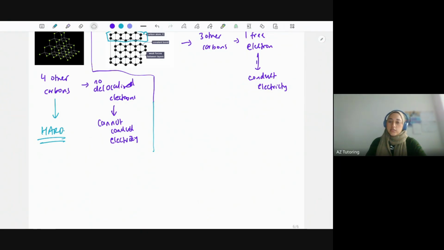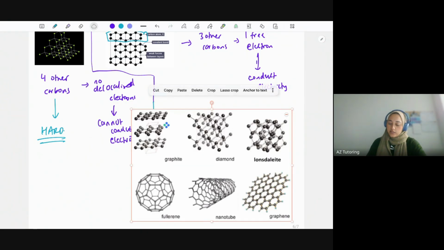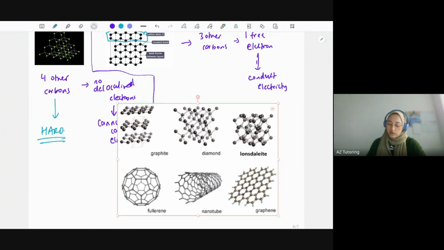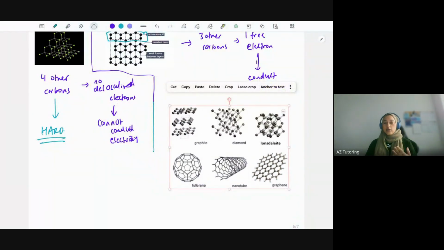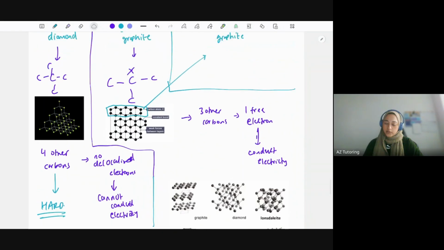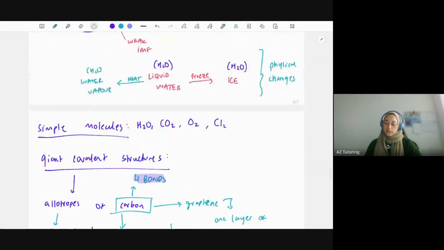Okay, so even though these are covalently bonded, you can see how their structure is very different compared to the simple molecules like carbon dioxide, water, hydrogen, and so on. So yeah, these are the giant covalent structures.